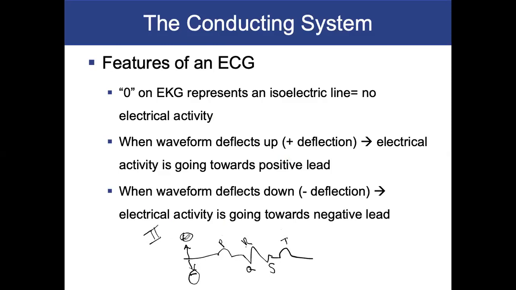If we're talking about lead 2, where's your positive? Your positive is at your left leg. If we're talking about lead 2, where is your negative? Go back and look at the pictures. It's at your right arm, okay? And so your P wave shows the electrical current going towards the left leg, R towards the left leg, T towards the left leg, Q and S towards the right arm.